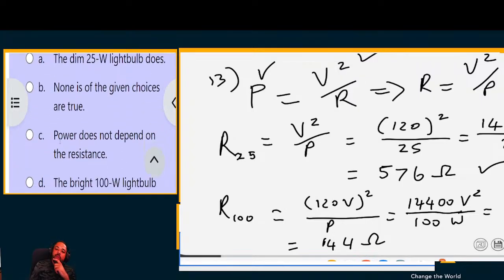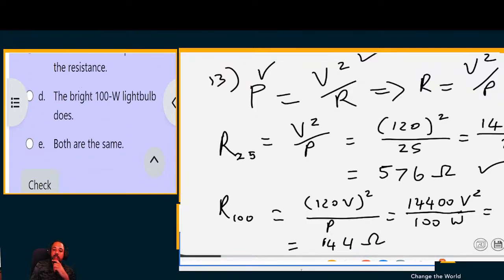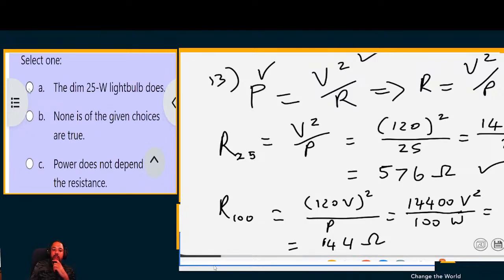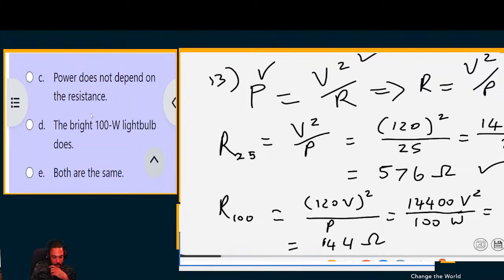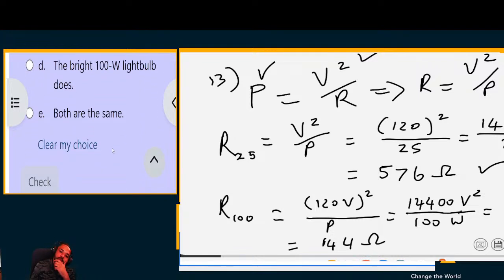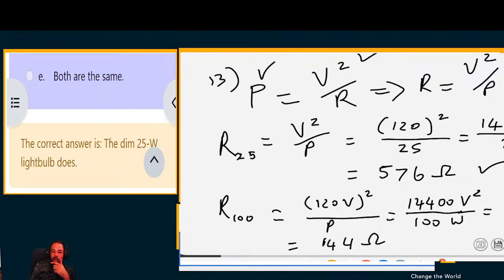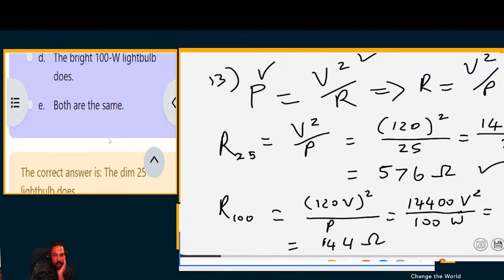The bright 100 light bulb, the dim 25 light bulb. Why do they call it dim? Because it doesn't have as much power. It doesn't produce as much light as the 100-watt light bulb because it has a lower power output.